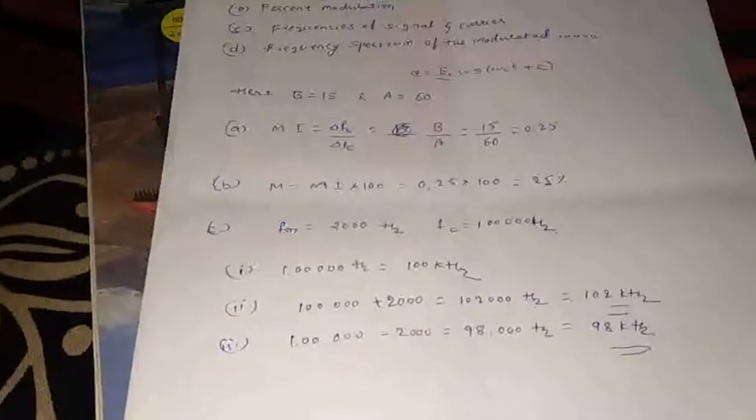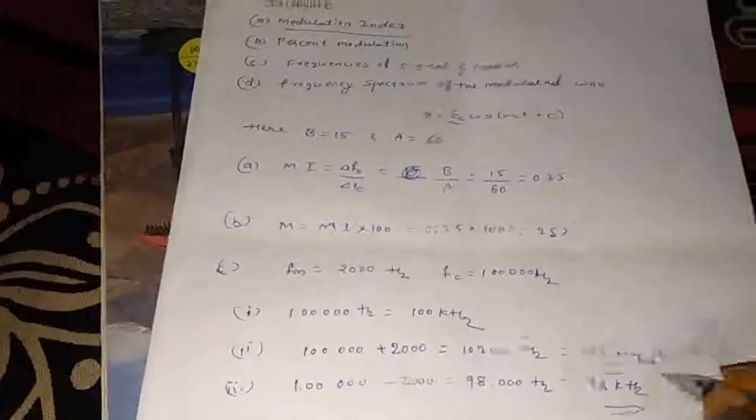To find out the different types of the USB and LSB: this is the upper sideband frequency and this is the LSB, the lower sideband frequency. See the problems once again.